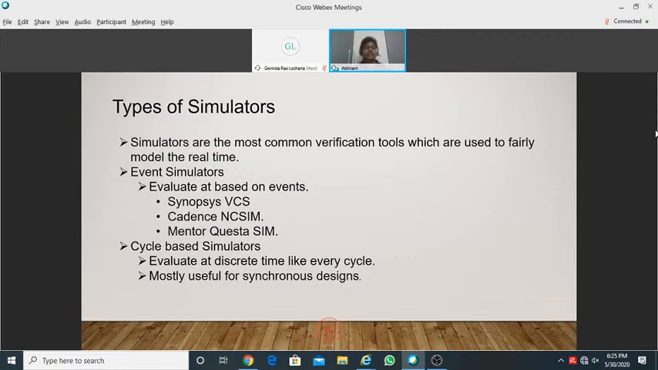But there is another set of simulators, also called cycle-based simulators, which do not evaluate at each and every event, but evaluate only at discrete times, like every cycle. Based on your application, these are mostly company specific, and for very particular applications like latch-based designs, these cycle-based simulators are used. So most of the industry currently works on event-based simulators to verify those designs, but cycle-based is also used, at a very limited scale on an application basis.